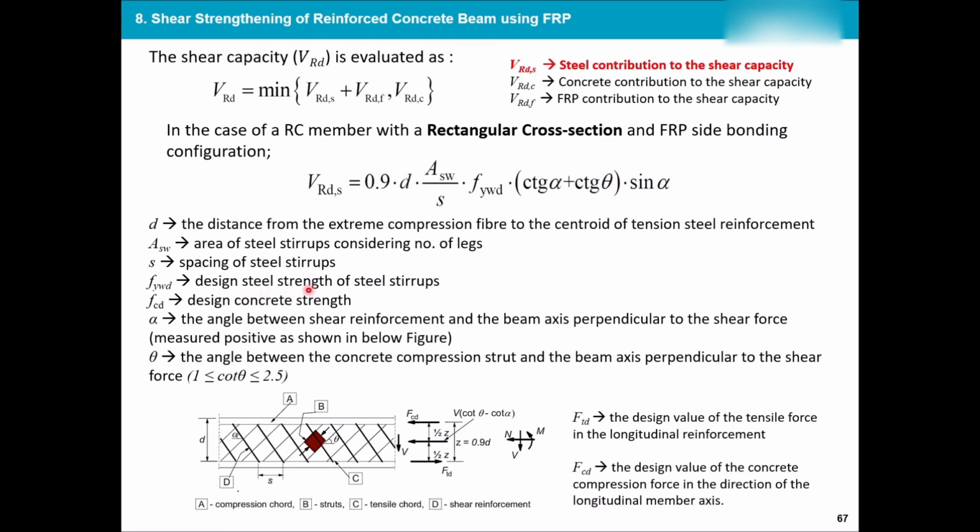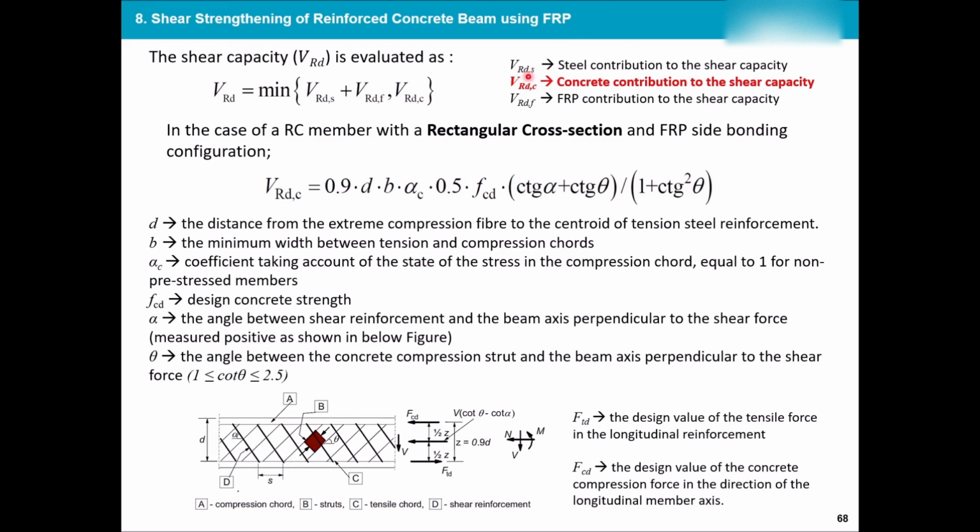FYWD is the design steel strength of your steel stirrups. As you can see, we are only dealing with the stirrups. This is the shear reinforcement. So those are the important ones. And then some angles that those shear reinforcement are applied inside your section. Sometimes they are angular, but in majority of cases they're straight. So all of these will be a smaller value. So just go through these descriptions. It's not a very sophisticated formula.